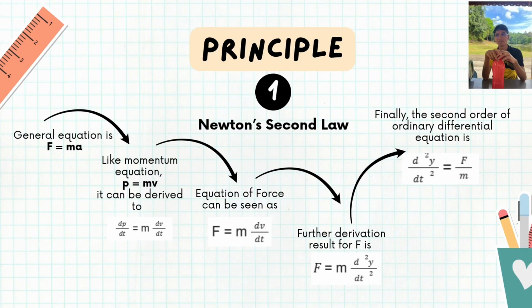Hello, my name is Ashri Chanshari Musliman. My matrix number is 230083, and I will continue with the principle of Newton's second law and the Archimedes principle.